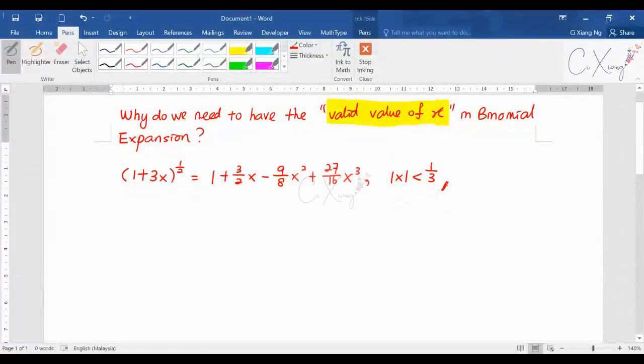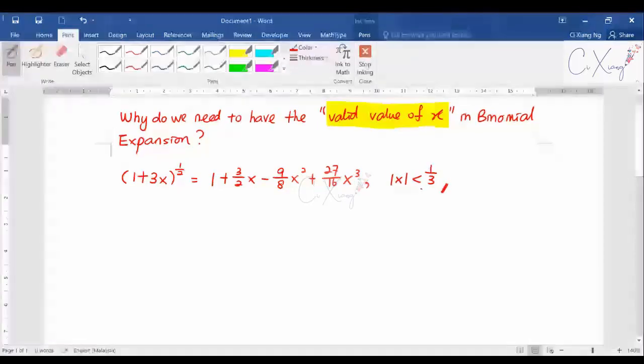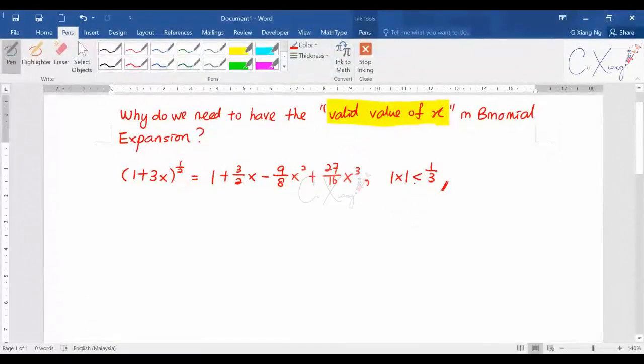A lot of students know how to write it out, but maybe they're not sure why we need to write this out and what it is for. So for your information, when you expand the binomial expression in ascending power of x, you can use it to estimate some value. To make sure that the value you estimate is correct, there's one condition you need to fulfill. That means the value of x, when you substitute now, must be between this range. The x is only valid for this range if you want your expression to estimate the value correctly.